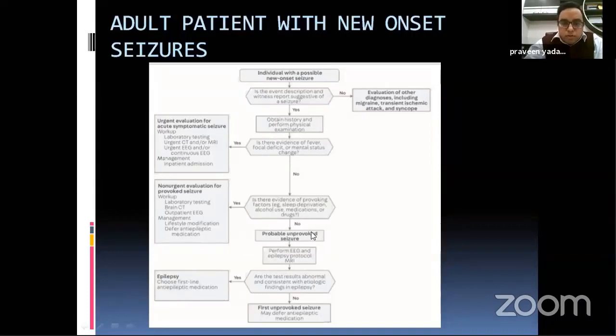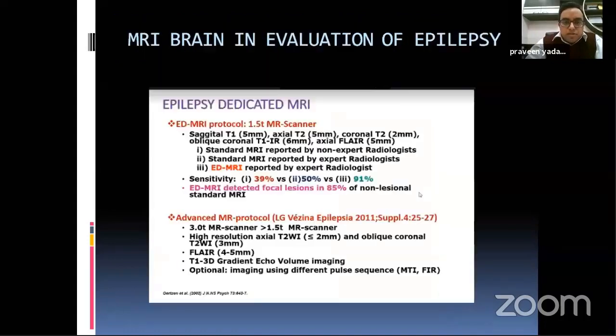If there is no provoking cause, then you perform the EEG and the MRI scan and look for the family history and all the prognostic markers. If it is positive, then you have to start the anti-epileptic medications. If all of these are negative, if there's no family history, MRI is normal, EEG is normal, and it's the first seizure, then you can take it as the first unprovoked seizure and then evaluate, and if required, start the medication or follow up and observe the patient. So this is how you can proceed with the first episode of seizure in an adult patient.